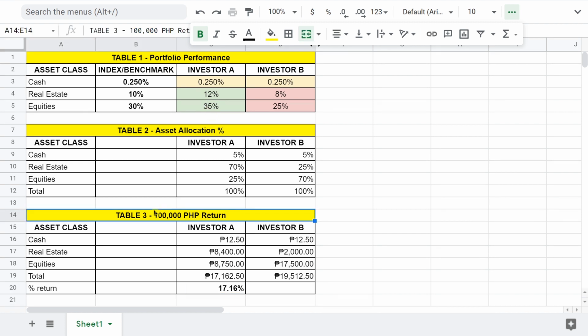Let's now see how investor B did. So he allocated 5% on cash and earned 0.250%, so he also got 12 pesos and 50 cents. Again, the difference between investor A and B is their allocation for equities and real estate.